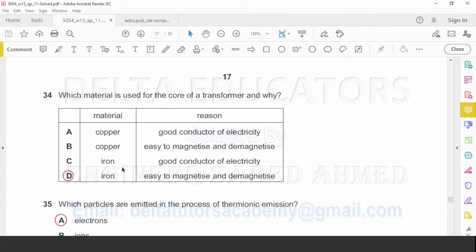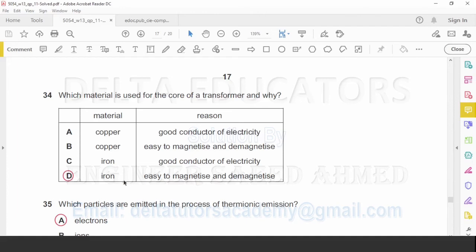Now in option C, the reason given is that it is a good conductor of electricity. Yes, iron is a good conductor of electricity, it is correct, but it is not the reason that we use iron as a core in a transformer. What is given in option D for the reason of using iron? In option D, the reason given is easy to magnetize and demagnetize. Yes, it is the correct option.